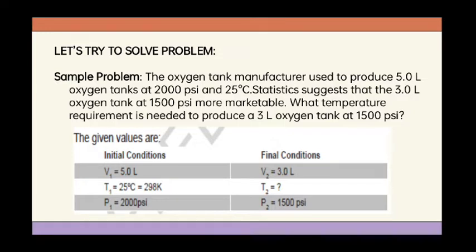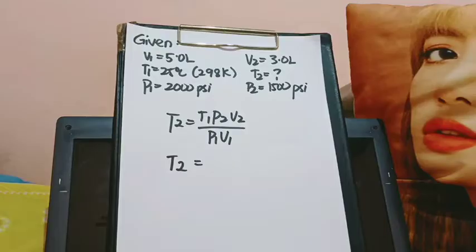So the sample problem is: the oxygen tank manufacturer used to produce 5.0 liter oxygen tanks at 2000 psi and 25 degrees Celsius. Statistics suggest that a 3.0 liter oxygen tank at 1500 psi is more marketable. So what temperature requirement is needed to produce a 3 liter oxygen tank at 1500 psi? The given for this problem is V1, T1, P1, V2, and P2. So we are looking for T2 or the final temperature.